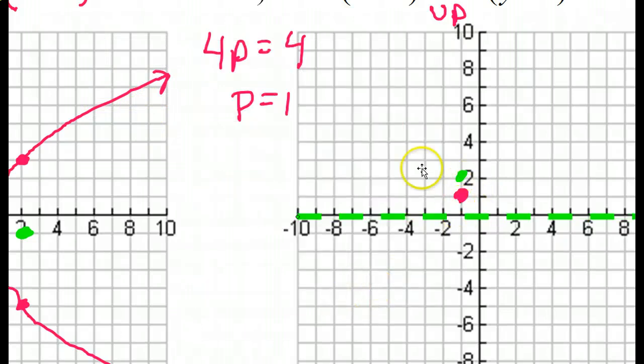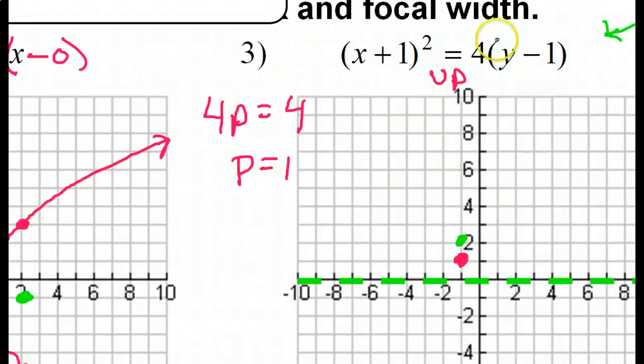All right, so I've got my focus and my directrix. Now I need my 2 other points. At the focus, I can use the focal width. The focal width is 4, so that means I'll have to go 2 to the right and 2 to the left. And you see that gives me a total focal width of 4. And then that's the information I need to go ahead and draw this thing.